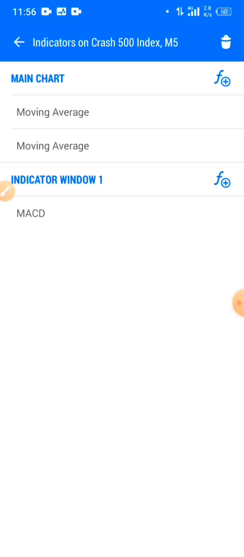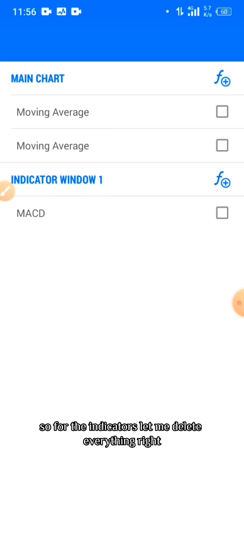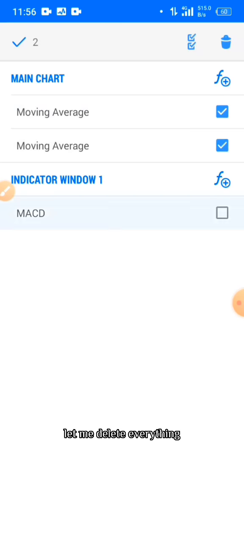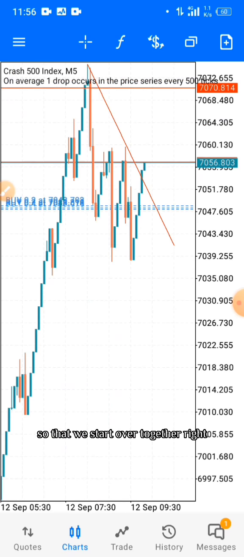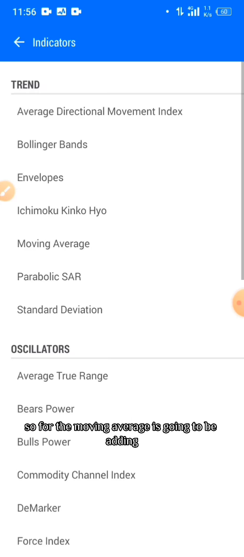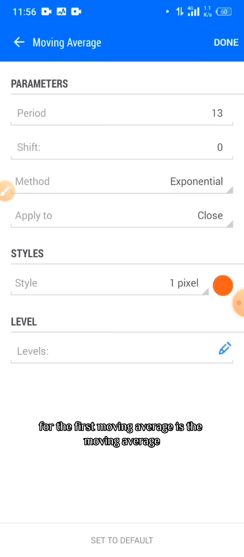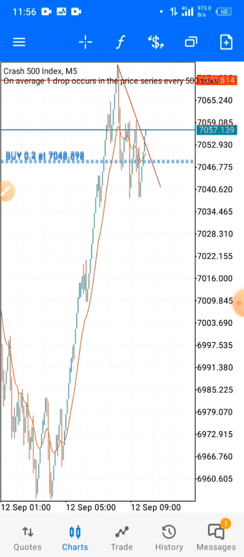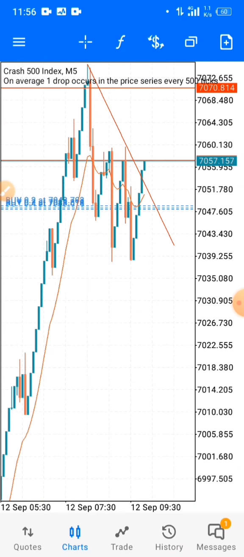So for this trade, let me show you the settings before we go to the trade review. Okay, so for the indicators, let me delete everything so that we start afresh together, right? For the moving averages, the first moving average is period 13, shift 0, exponential, apply to close, right? Then color I choose red, 1 pixel. I don't like thick lines, right? Then I click done. That's the moving average right there.